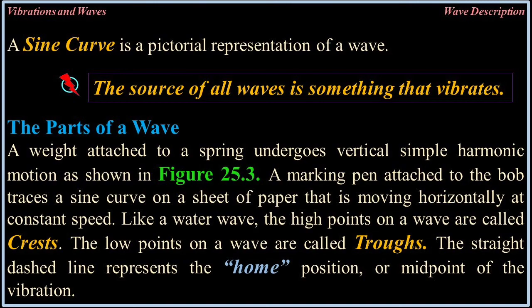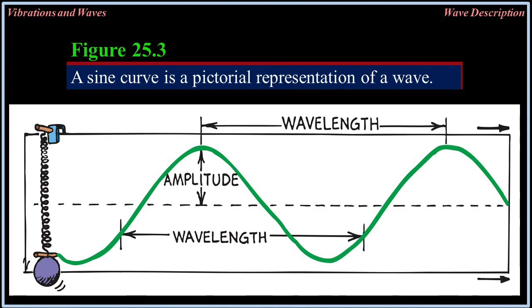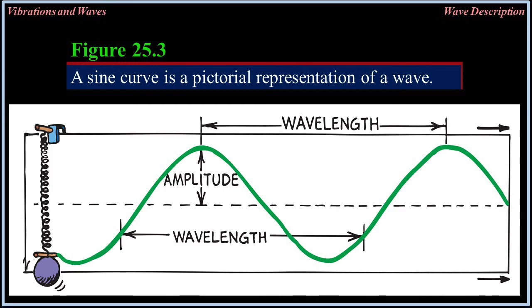The parts of a wave. A weight attached to a spring undergoes vertical simple harmonic motion, as in figure 25.3. A marking pen attached to the bob traces a sine curve on a sheet of paper that is moving horizontally at constant speed. Like a water wave, the high points on the wave are called crests. The low points on the wave are called troughs. The straight dashed line represents the home position or midpoint of the vibration. Figure 25.3: A sine curve is a pictorial representation of a wave.